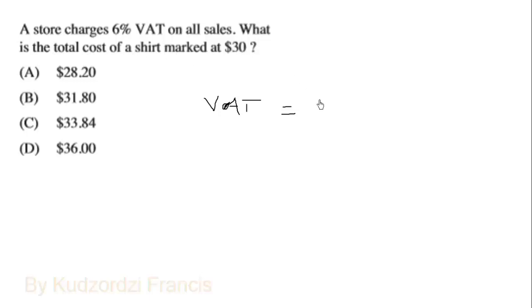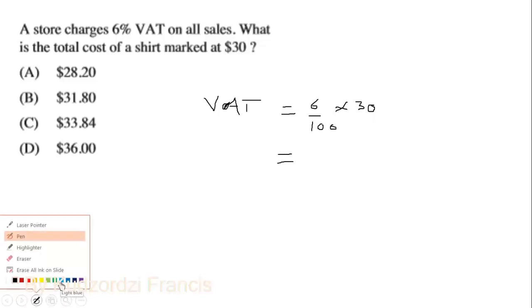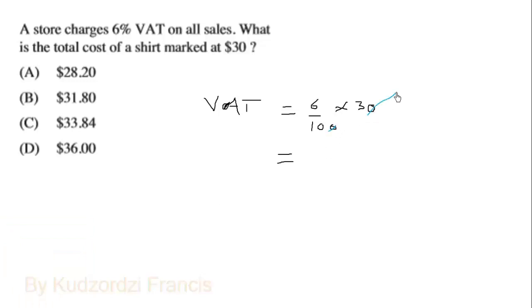So VAT is equal to 6%. So 6 over 100 of the cost. The cost of the shirt is 30. 6% of 30. Let me simplify step by step. So this will cancel this, then we are getting 18 over 10, and that will be equal to 1.8 dollars. That is $1.8.